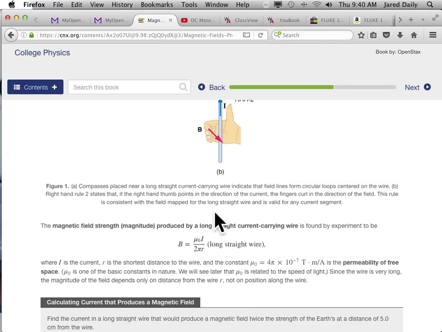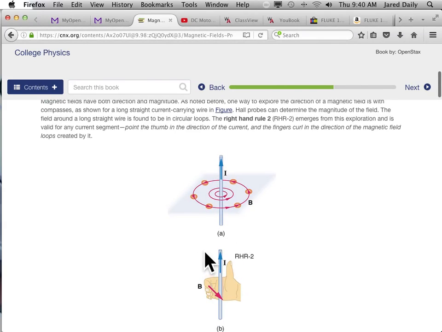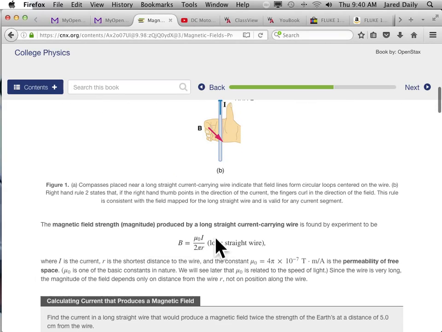So this was found by doing experiments over and over again. The magnetic field around a long straight wire is calculated from the current. You use the current, you divide by 2 times pi times the radius, the distance that you want to know the magnetic field at. So at some distance r away from this wire, perpendicular to the wire, if you want to know the field at that distance, you use this formula. And then you multiply by this constant called mu naught, which is the permeability of free space. It is equal to exactly 4 times pi times 10 to the minus 7 Tesla meters per amp.